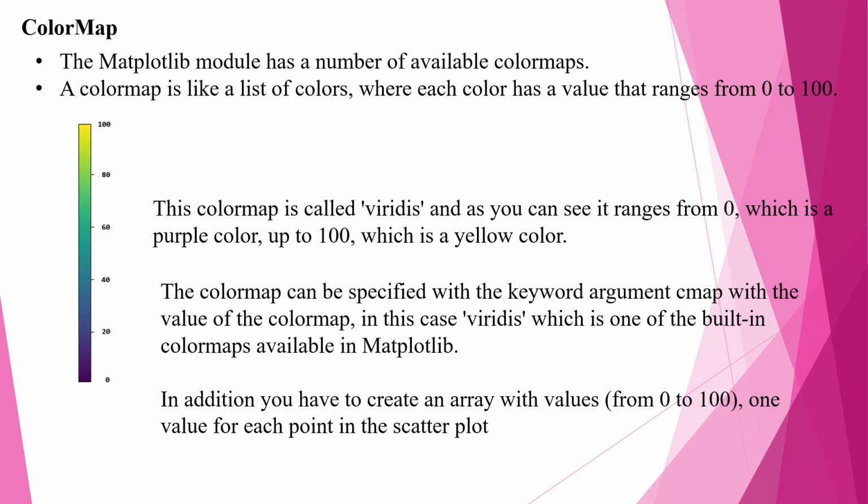The color map can be applied using the cmap parameter in plotting functions. To use this, we also provide a set of numerical values where each value determines the color of the corresponding data point. This technique is especially useful in scatter plots to represent an additional dimension of data through color.